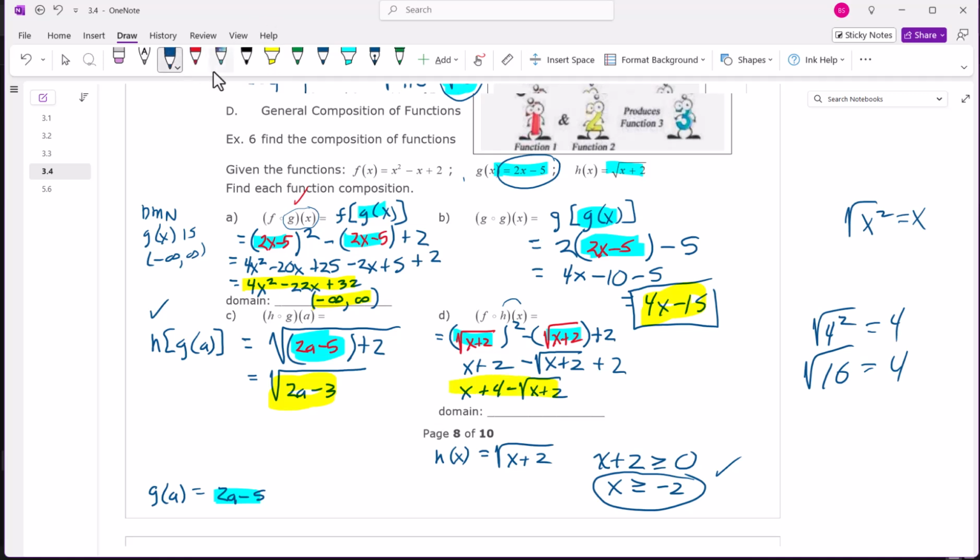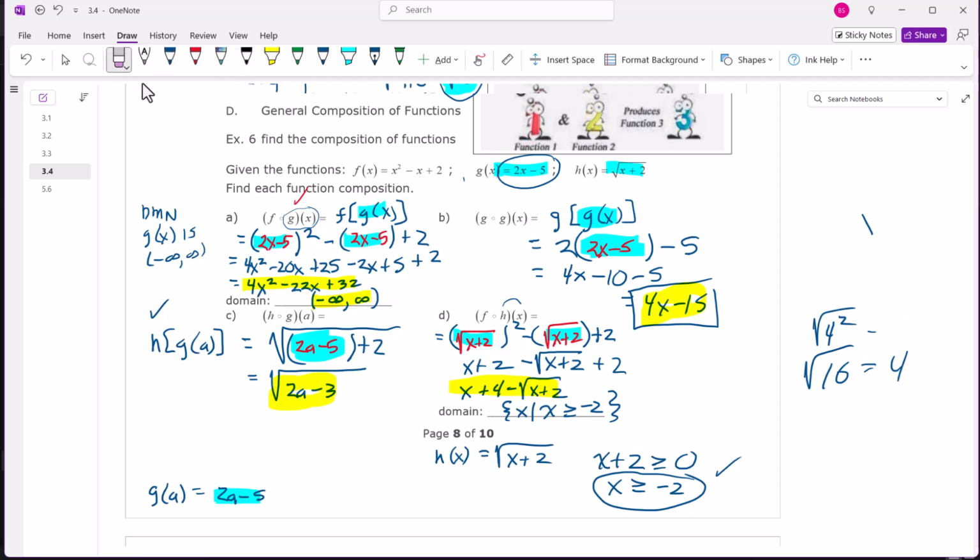And then the domain we can write as set of x such that x is greater than or equal to negative 2. If that square root was something different, like square root of x plus 4, we'd have to do a little bit more work on that. So that would be the domain of the composition of functions.